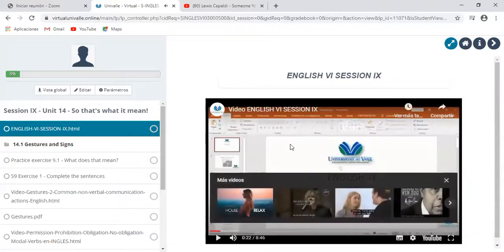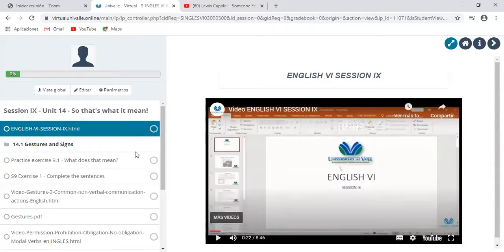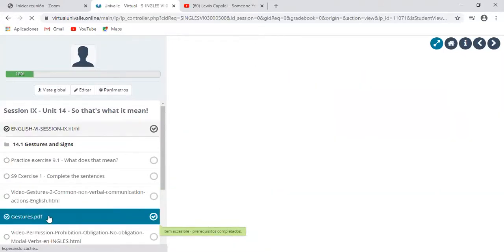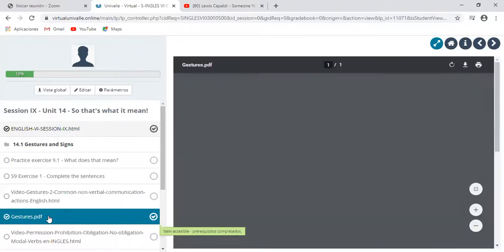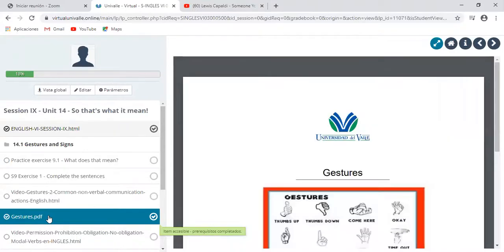So, you can watch it completely from your accounts on the platform. For now, we are going to move on to the topic. We are going to be focused on nonverbal communication. You know that communication could be verbal and could be nonverbal. We have two types of communication, but in this case we are going to be working on nonverbal communication.